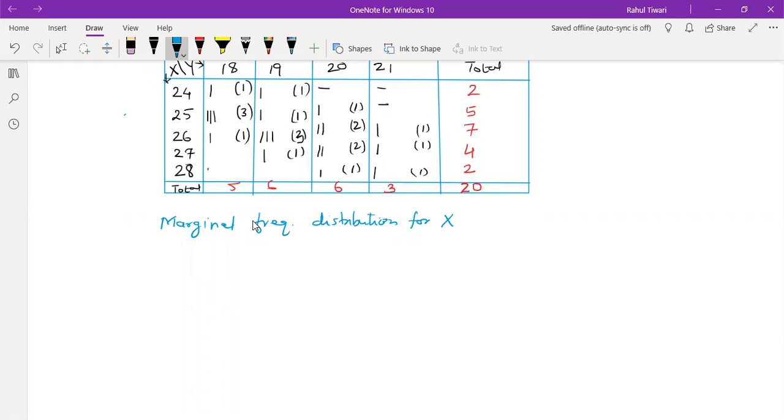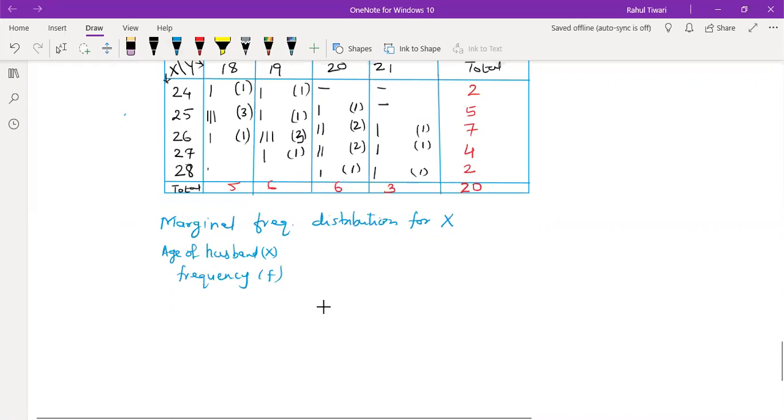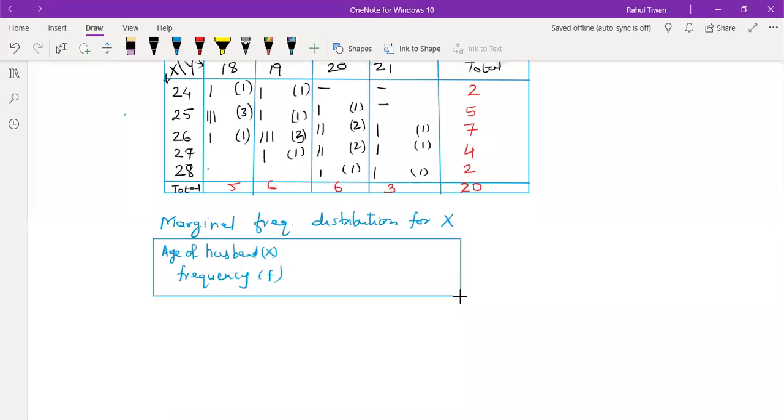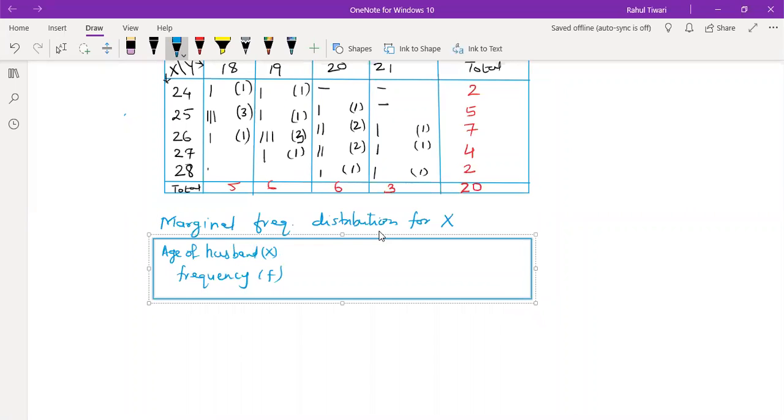So we have age of husband, which is x. What values does x take here? And we have frequency, I will say this is f. Let me prepare a table for this also. I'm going to take till here so that the table size and everything will be the same.